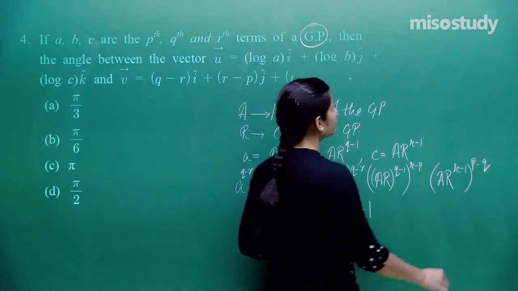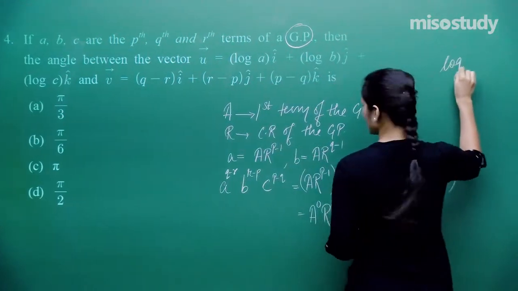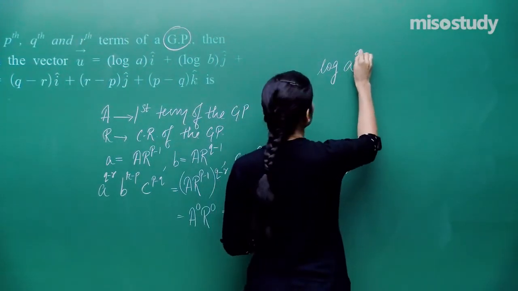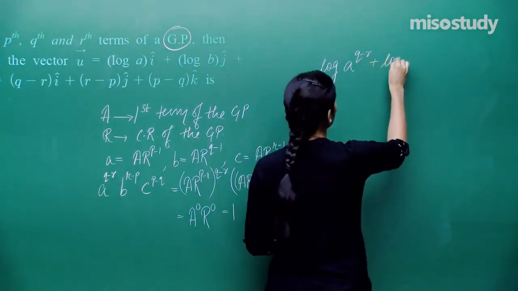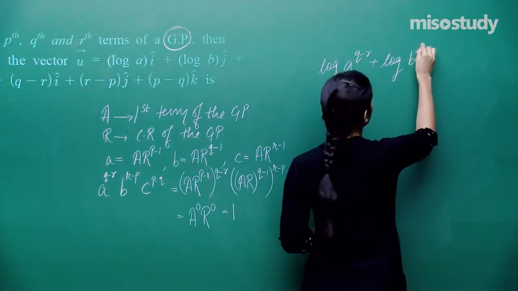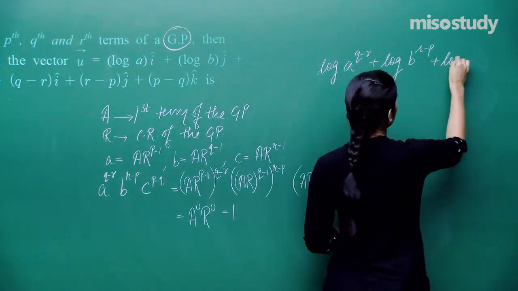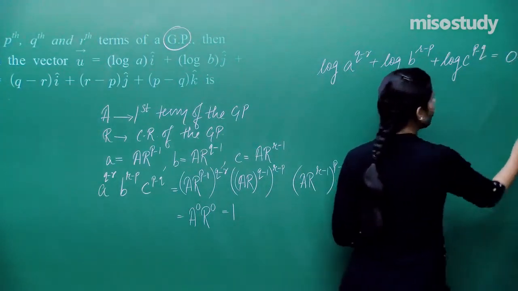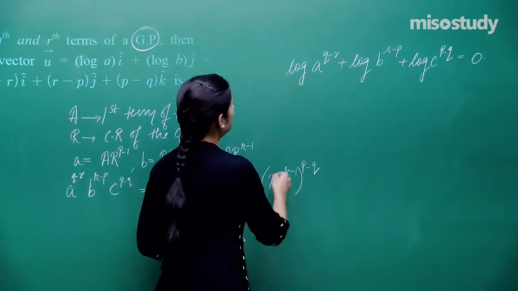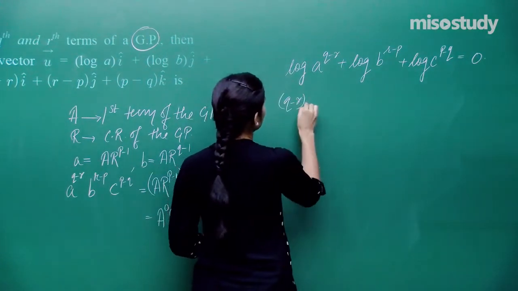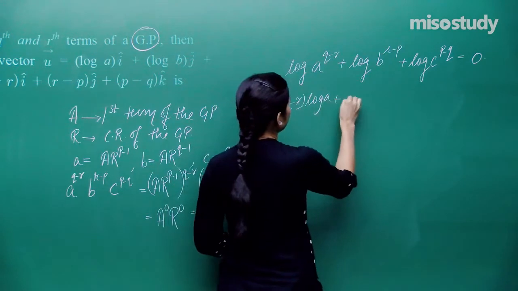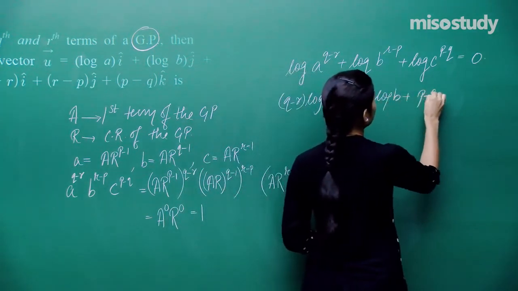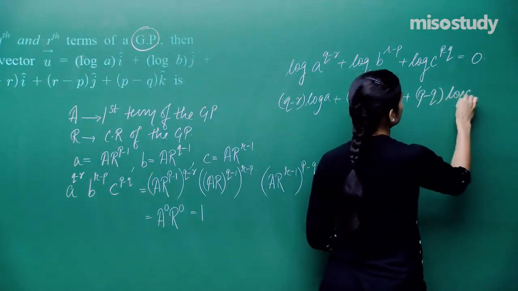So, when I take log both sides, I get log of something into something into something, which is log of a to the power q minus r plus log of b to the power r minus p plus log of c to the power p minus q is equal to log 1, which is 0. This gives you q minus r log a plus r minus p log b plus p minus q log c is 0.